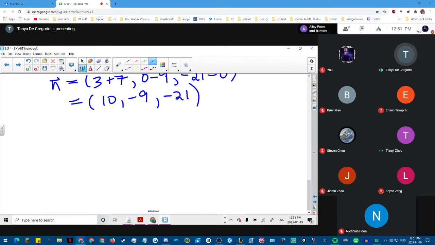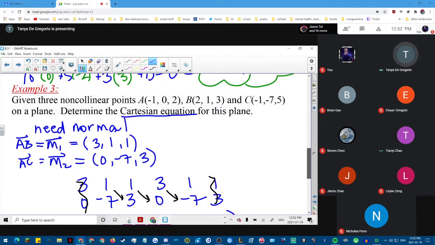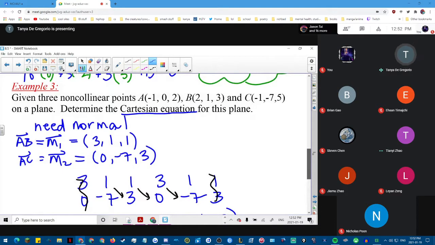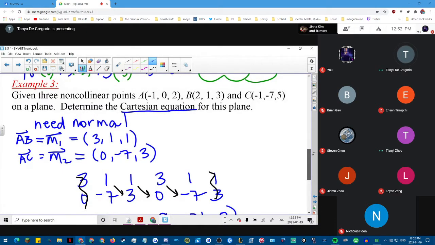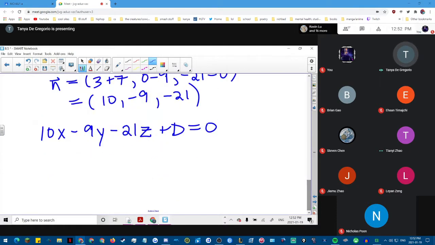And now I sub in. Now I can sub in any one of these points and I am going to get the exact same value of D. Okay, Cartesian equations are unique, meaning there is only one, okay, for each plane. And so I can sub in any one of these points and I'll still get the same D.